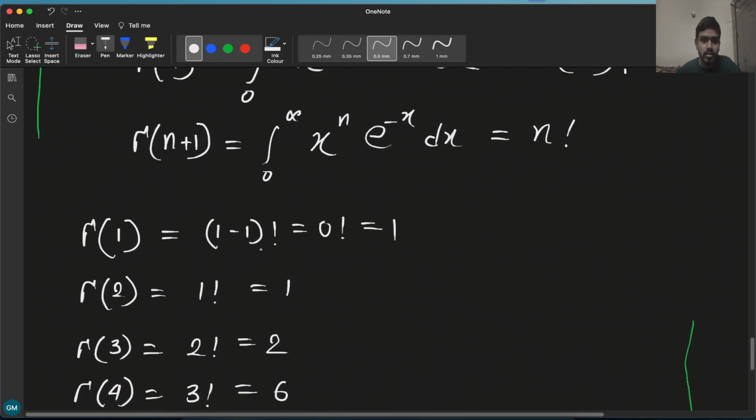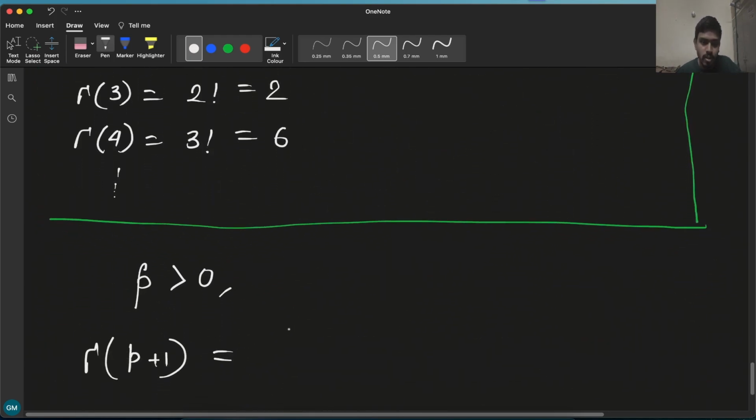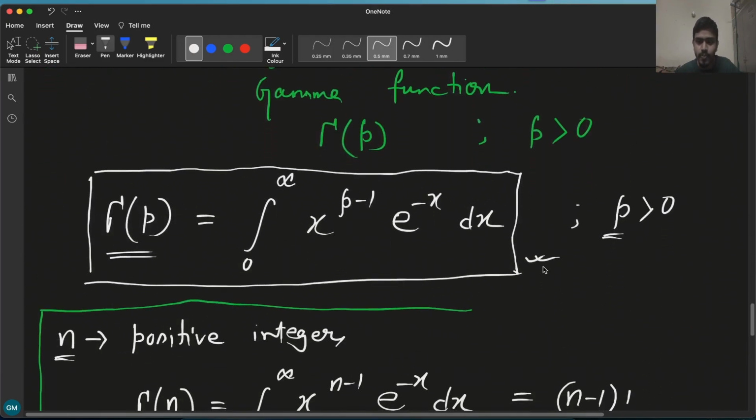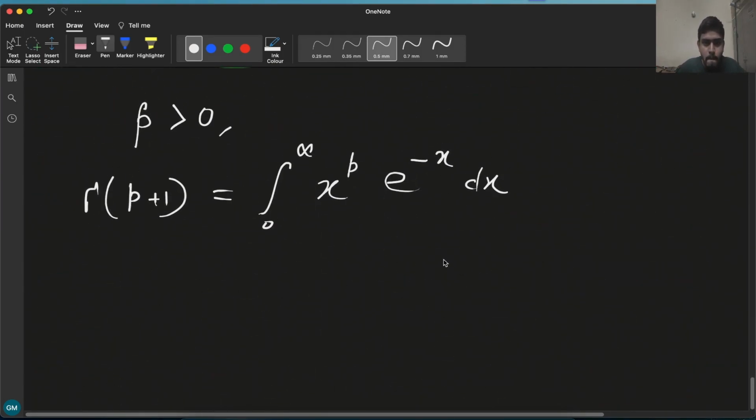Following the definition of this gamma function, which is gamma p equals the integral from 0 to infinity of x to the power p minus 1, here instead of p I have p plus 1. So I will write the integral from 0 to infinity of x to the power p plus 1 minus 1, which is nothing but x to the power p, times e to the power minus x dx. This is how the gamma function is defined. This is the definition.